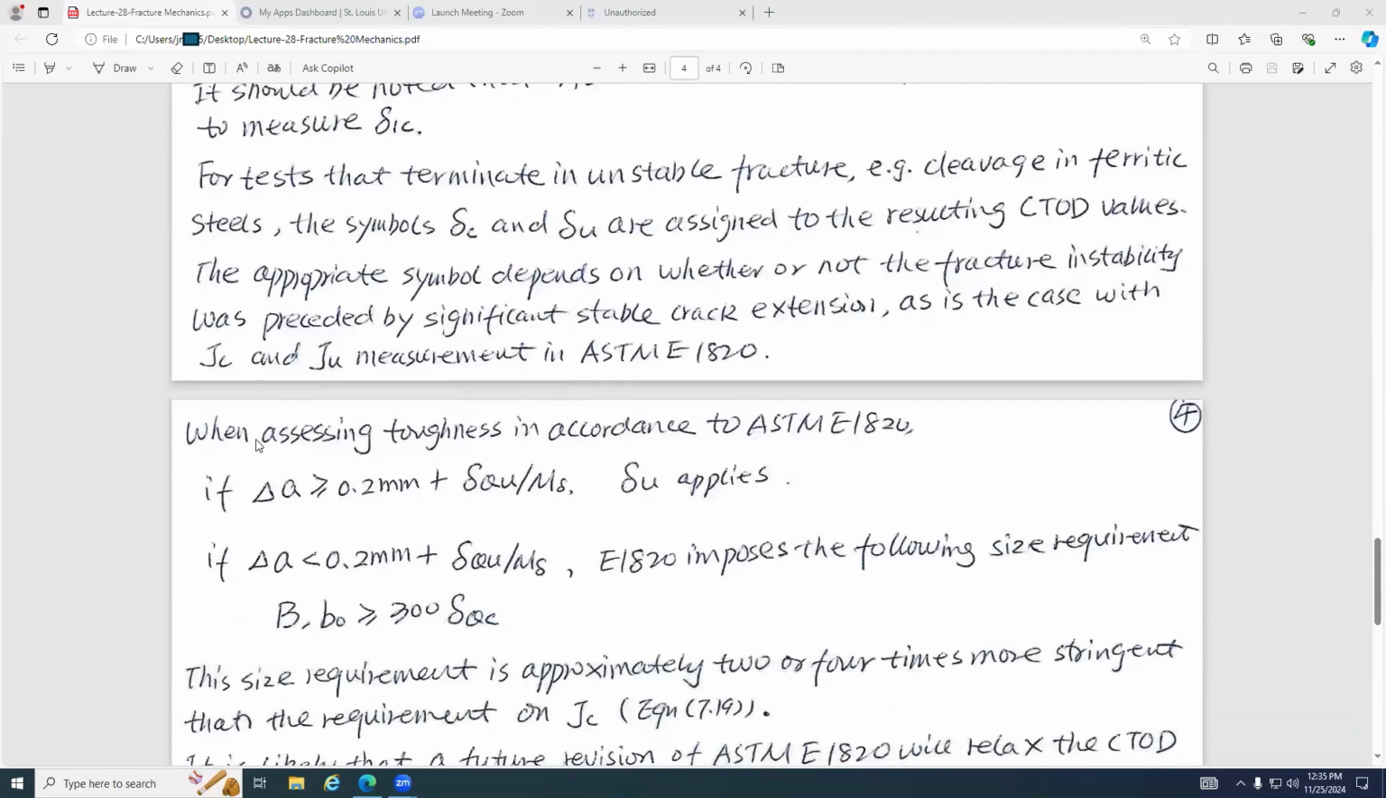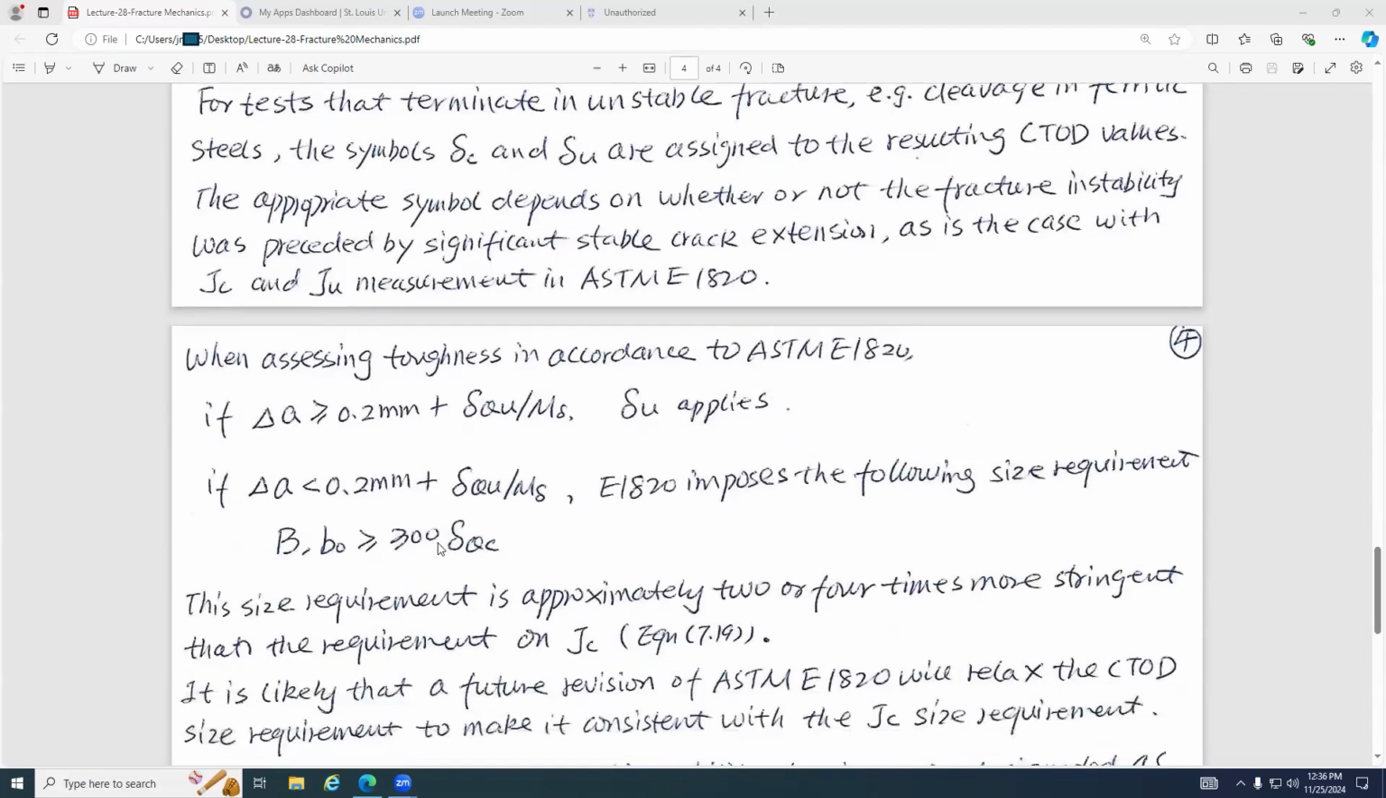So, when assessing the toughness in accordance with ASTM E1820, here are two case scenarios. First one is if the crack growth for this step is less than 0.2 millimeter plus delta QU divided by M delta. So you can use delta U, right? However, if delta A is less than 0.2 plus delta QU divided by M delta.